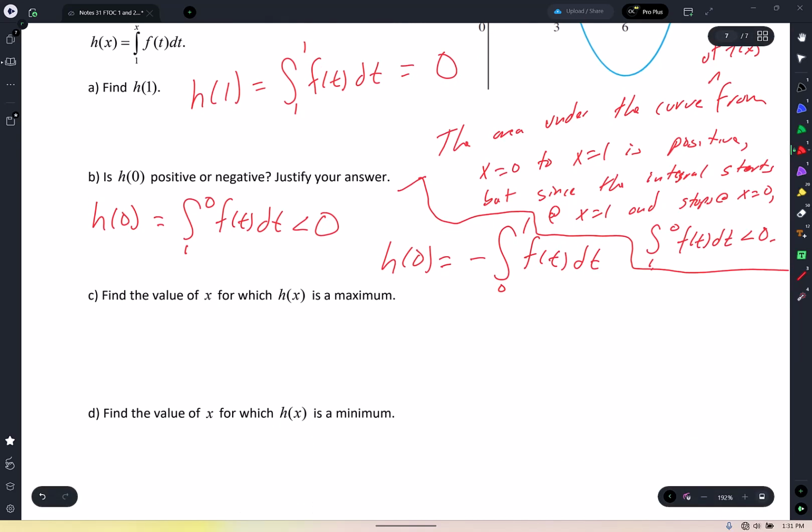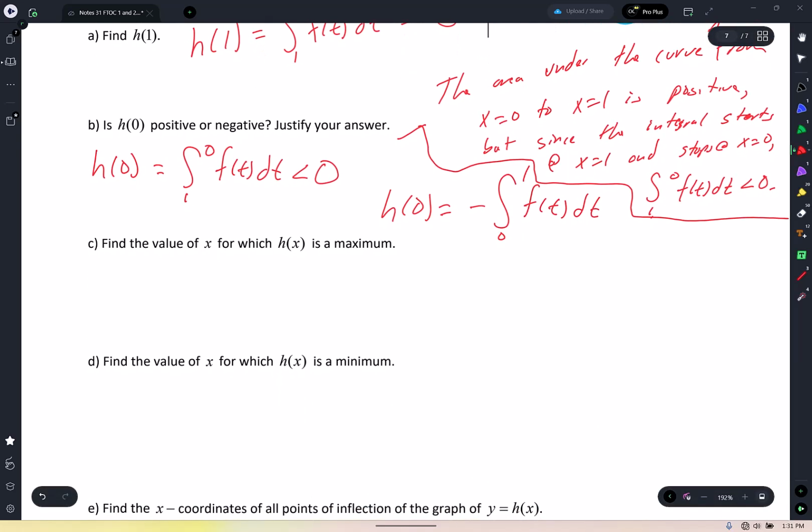All right. The same rules still apply for letter C. Find the value of x for which h of x is a maximum. Where do you have a maximum? Whenever what changes from what to what? When the derivative changes from?